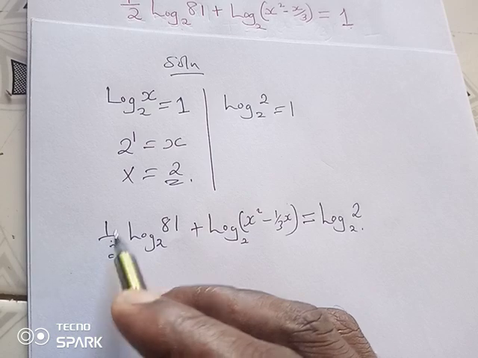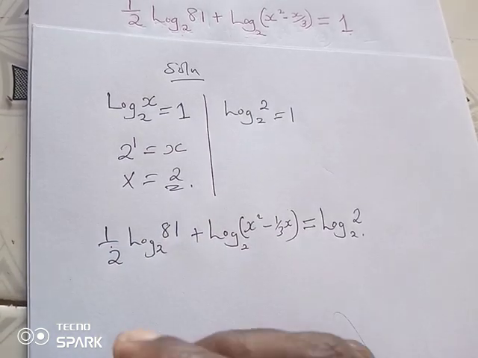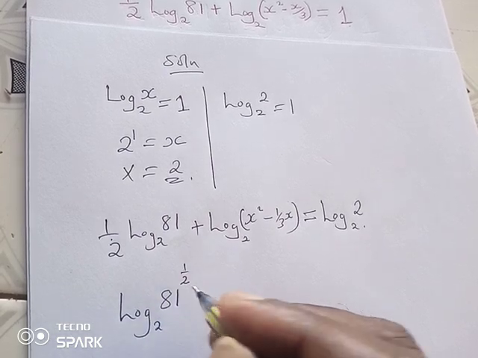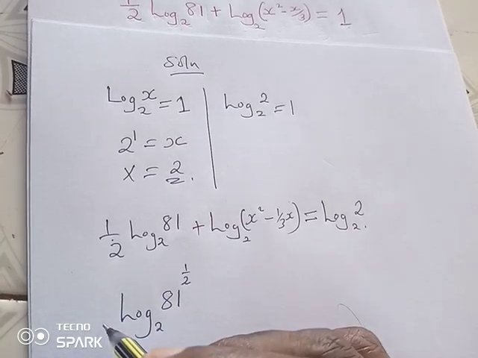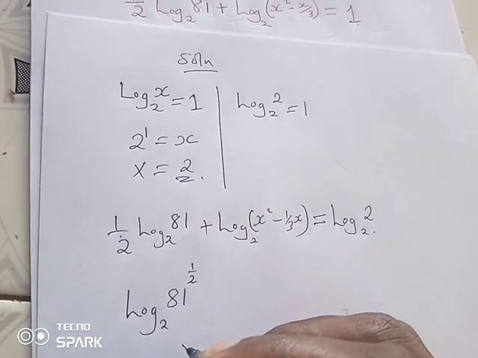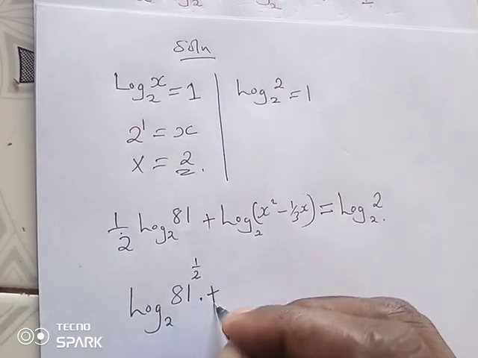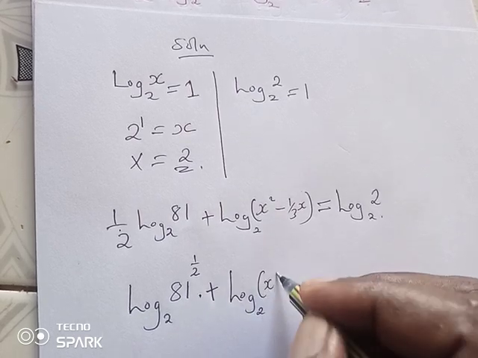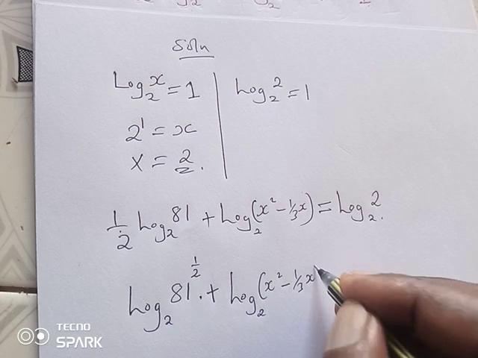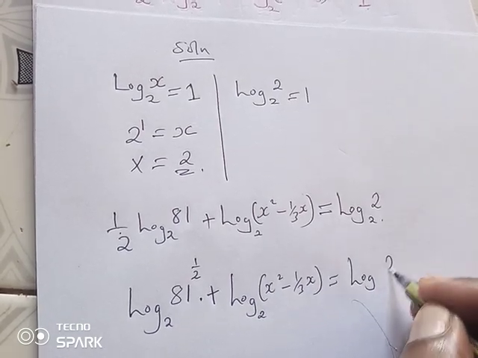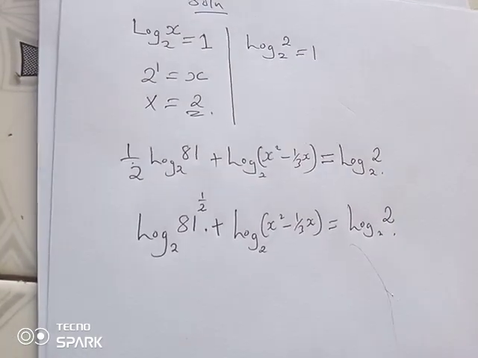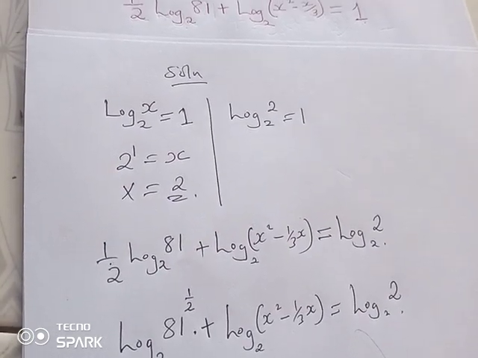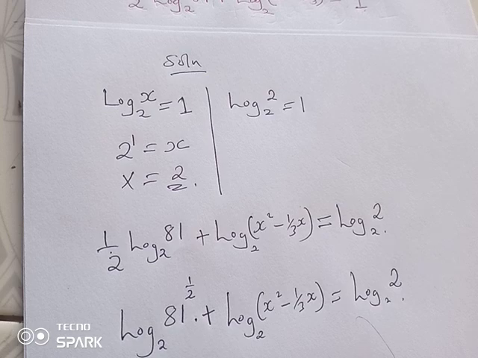So the first step will be to rewrite this, obeying law 3. So I'll be having log of 81 power half. Instead of writing half as the coefficient, I'll have it as the power, plus log base 2 of x squared minus a third x is equal to log 2 base 2. So one step at a time. The next thing, I would have one common log this side of base 2.